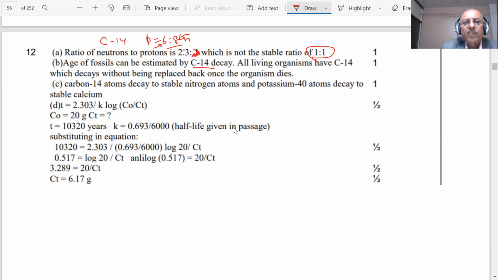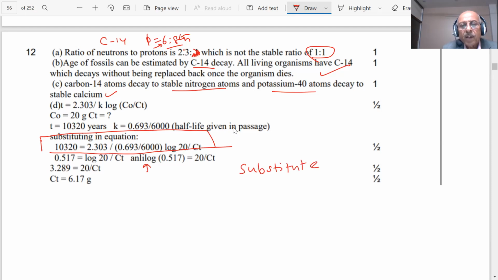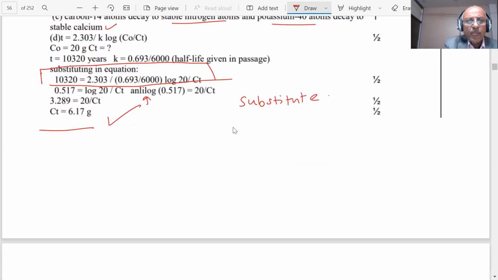Age can be estimated by C14 decay, correct? C14 decays to stable nitrogen and potassium-40 decays to calcium. I have shown in complete detail. Now the formula I am using, this one, already I have come to this level. Now here, this equation we have already got, and these anti-log values have been given to us. We substitute and get the final answer, which is coming to be 6.16 gram. In the final calculation, since we are not given log tables or anything, they have to provide us the values for the anti-logs, which have been given.